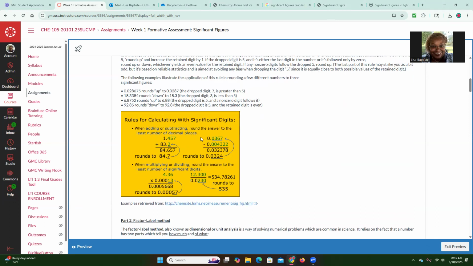So we're adding and subtracting. Remember, we're looking at the least number of decimal places. So we have 1.457, which has 3 decimal places. 83.2 has 1 decimal place. So when we add it, we get 84.657, because we don't want to round before we add. And then it rounds to 84.7 because we want one decimal place. Okay.